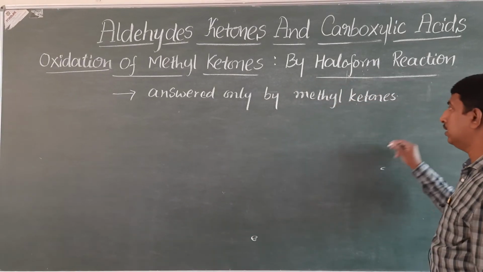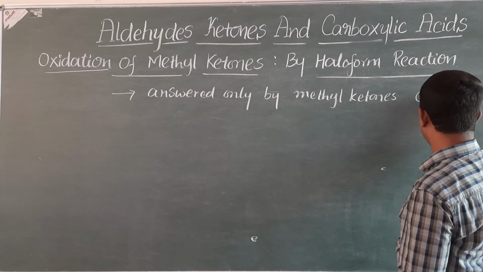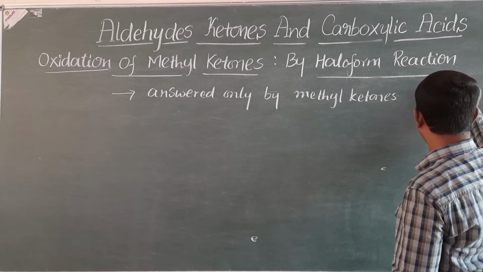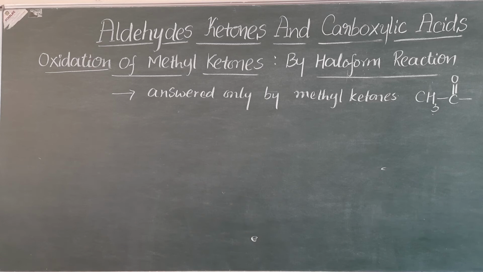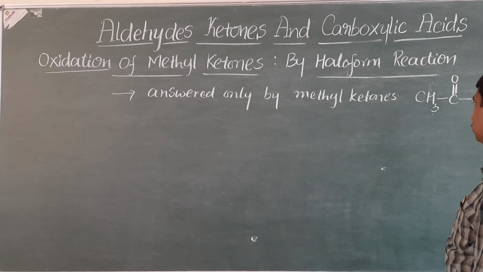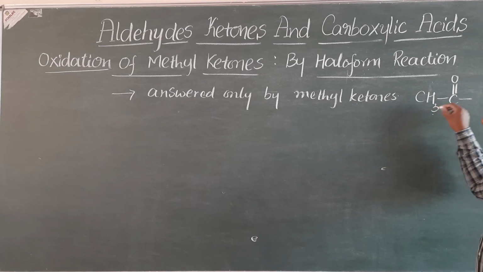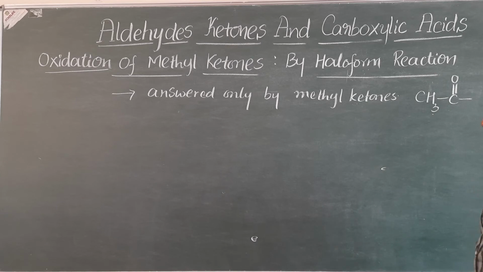How do we write this methyl ketone? Methyl means CH3, ketone means C double bond O. So this group must be there in the given compound. So CH3 must be directly bonded to C double bond O.